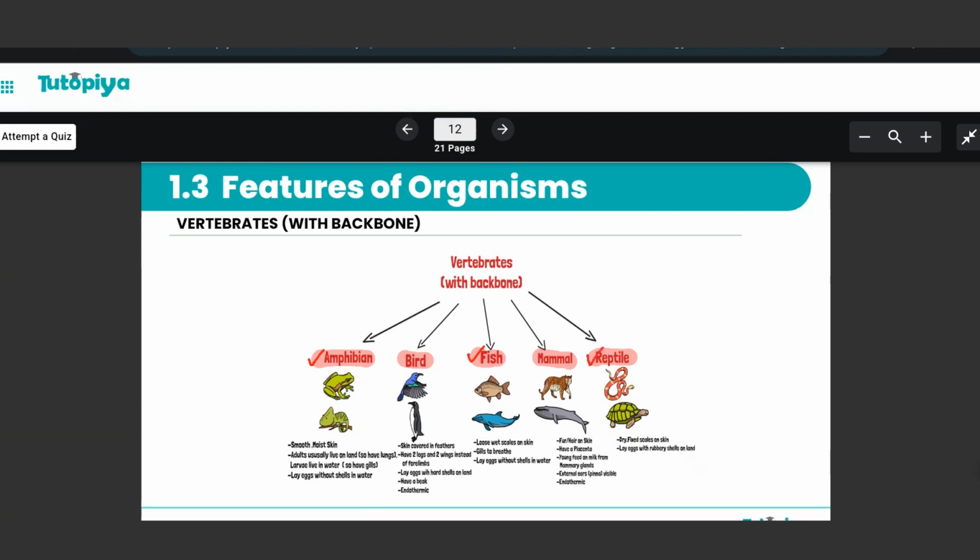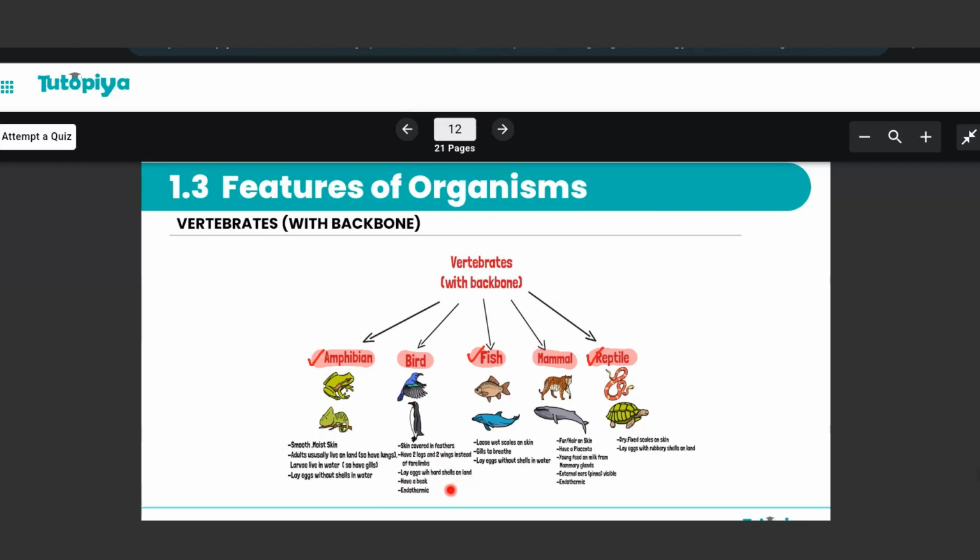And that brings us to the fourth group of vertebrates, which are the birds. Now, the birds are a unique set of animals. They are unique because they are the only animals that have feathers on their body, and they are also the only animals that have a beak. In addition to these two features, birds have two legs and two wings instead of four limbs. Birds also lay eggs with hard shells on land, so their eggs are covered with a hard shell.